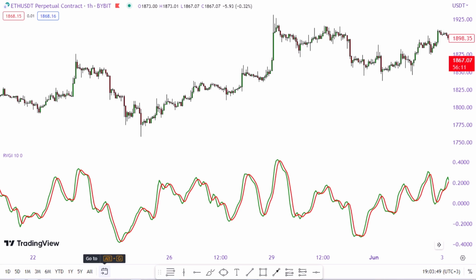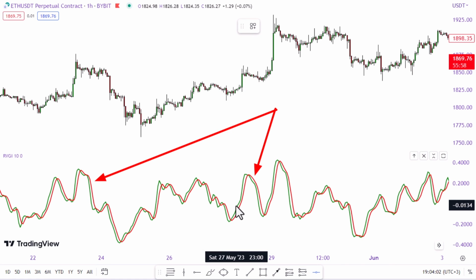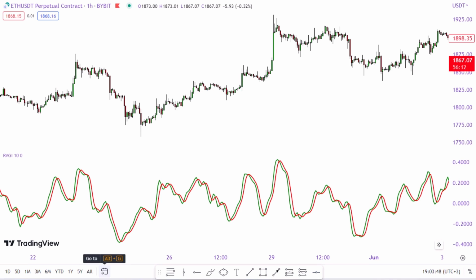The formula used to calculate it is based on the concept that in a bullish market, closing prices are typically higher than opening prices, while in a bearish market, closing prices are usually lower than opening prices. The magnitude of the price change during a particular period is used to estimate the strength of the movement.